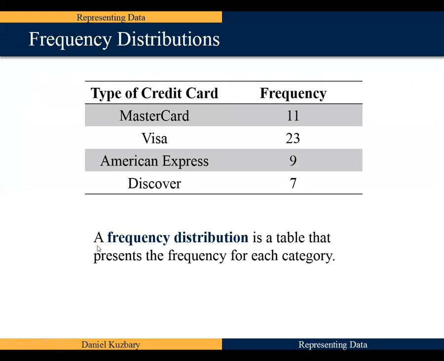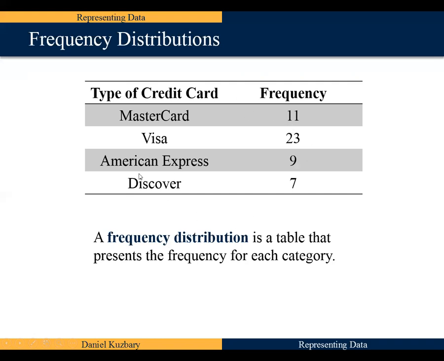We'll start by making a frequency distribution, which is a table that presents the frequency of each category in the data set. We have 4 different types of credit cards, and the frequency is just a fancy word for how often it occurs in the data set. If you go back in the video, you can count: MasterCard occurs 11 times, so we'll put the frequency as 11. We had 23 Visas swiped in that data set, 9 American Expresses, and 7 Discovers. And that's the entire data set.